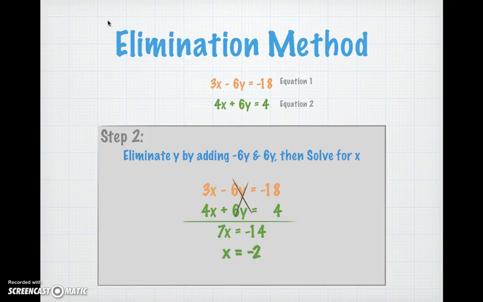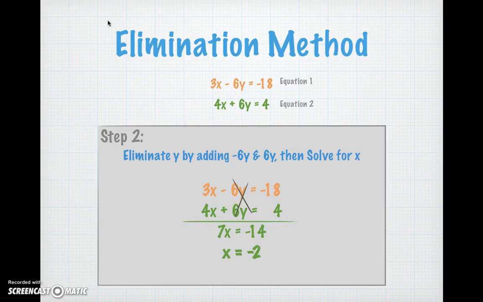So I add my 6y and my negative 6y, and they eliminate. I then add my x variables, which gives me 7x. And then I add what's on the other side of the equal sign, which is negative 18 plus 4, and that gives me negative 14. I can then find that my x will equal negative 2.